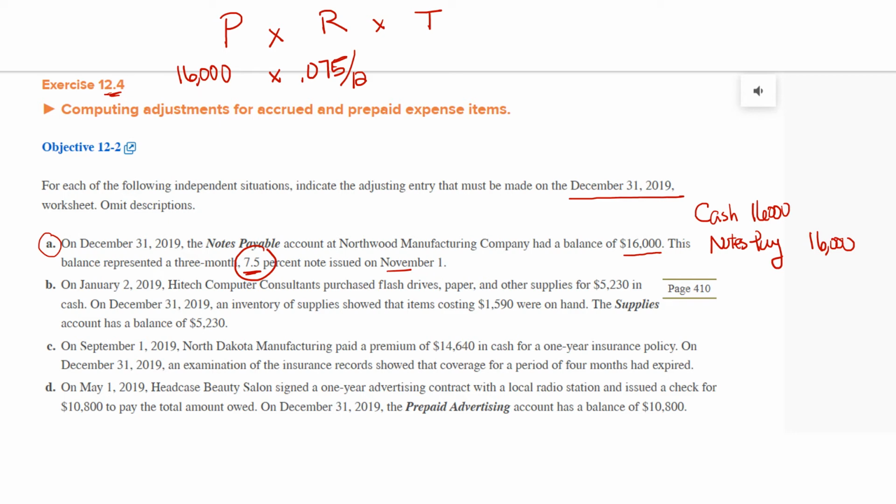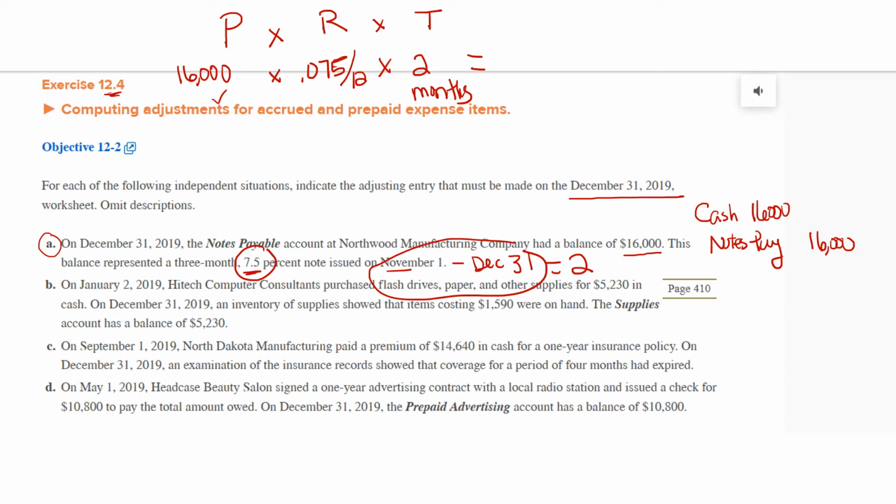So in this problem, though, our accrual, because we haven't paid the interest yet, will be November 1st through December 31st. So that represents 2 months. So up here, I'm going to multiply my time period by 2 months. And so again, go back. Principal is $16,000.